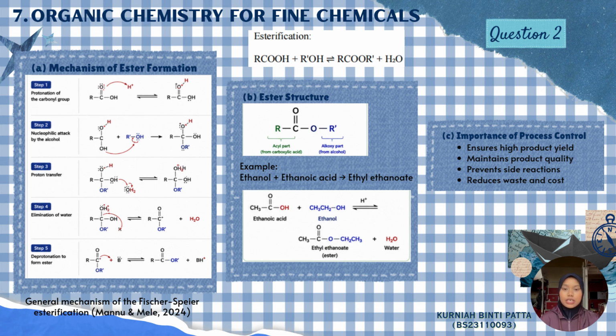Question 2C. Process control is very important in esterification. Since the reaction is reversible, removing water can help shift the reaction forward to produce more ester. Other factors like temperature, catalyst, and reaction time must also be controlled. Proper control helps to increase yield, improve product quality, and reduce waste.